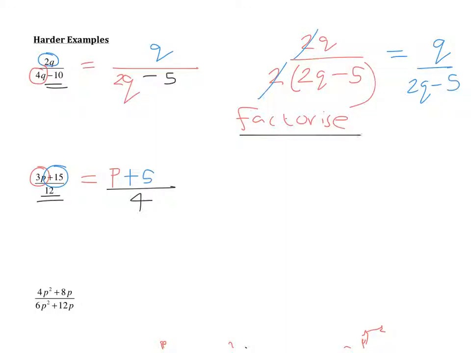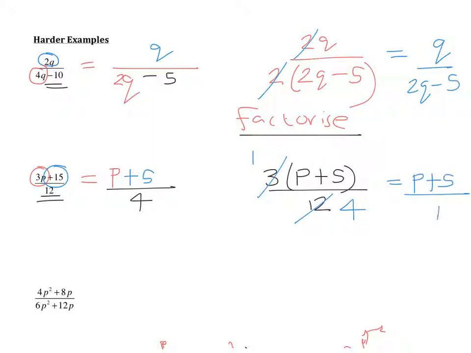Alternatively, again, using the concept of factorising, if we factorise the numerator, we've got 3 bracket p plus 5 over 12, and we can see a common factor of 3 will cancel in the numerator to leave us with a factor of 4 in the denominator, so p plus 5 over 4 is our answer.